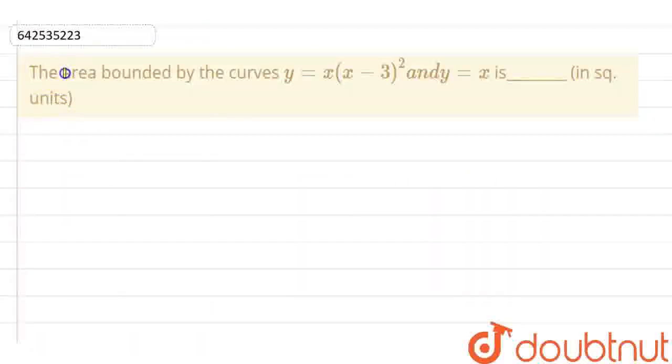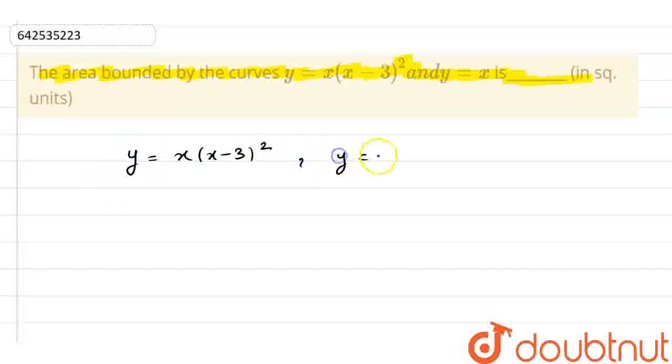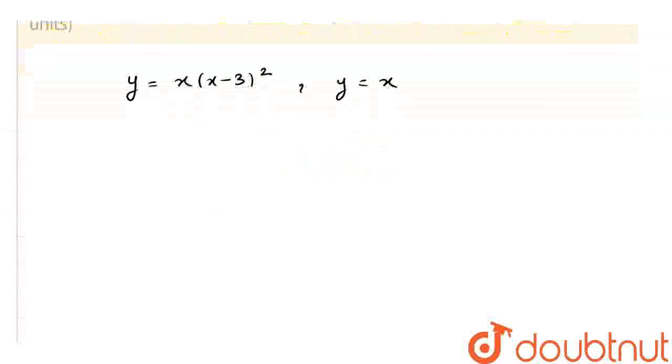Hello everyone, in this question we have the area bounded by the curves y equals x into (x minus 3) whole square and y equals x. What is the area? So first of all, we have the curve y equals x into (x minus 3) whole square, and the second is a straight line, that is y equals x.